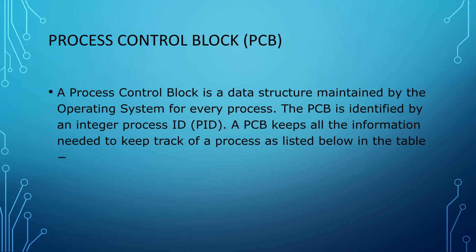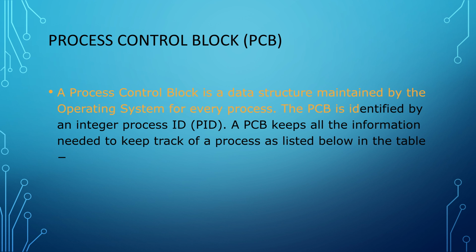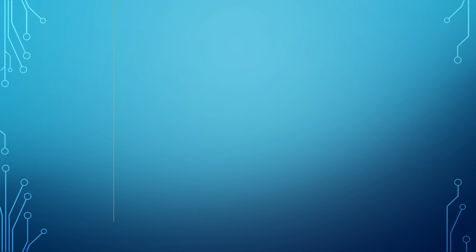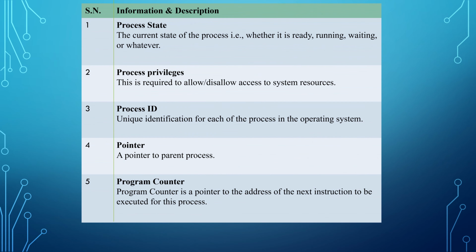Now let us discuss the process control block. A process control block is a data structure maintained by an operating system for every process. The PCB is identified by an integer process ID. A PCB keeps all the information needed to keep track of a process, as listed below. In the operating system, there are ten process control block fields and their data, as given in the table.